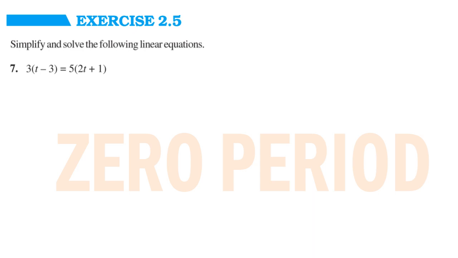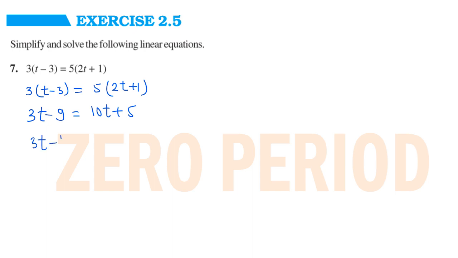7th question. 3 in bracket t minus 3 equal to 5 in bracket 2t plus 1. I just repeat the step first. This is your question, and then open the bracket. I am just following the BODMAS concept. 3t minus 9 equal to 10t plus 5.